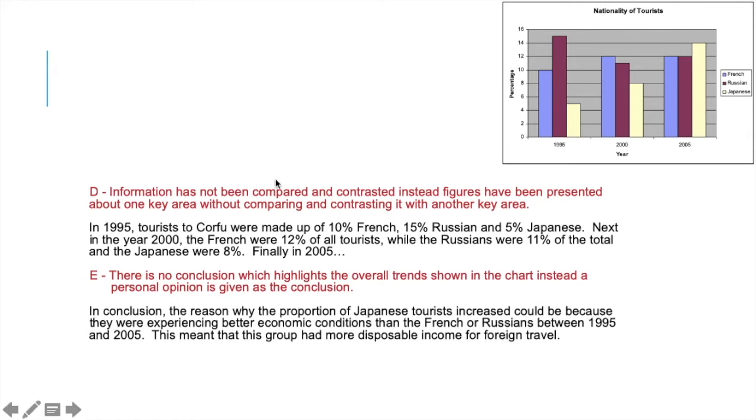Okay, so people generally put their opinions in the conclusion. They feel it's like a 250-word essay, and they're used to giving their opinions in this. In task 1 writing, you don't give your opinion.